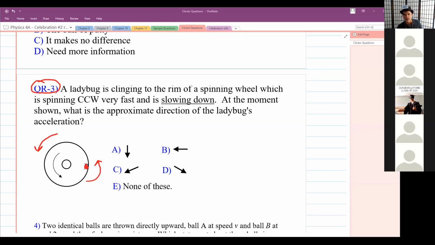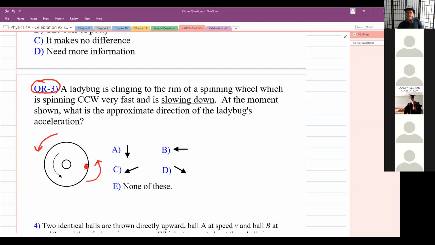Give people 30 seconds. All right, we're going to pause in 5, 4, 3, 2, 1. Laura, I'll get to you in 1 second. And polling. Let's share this. So a majority, 47% say B.